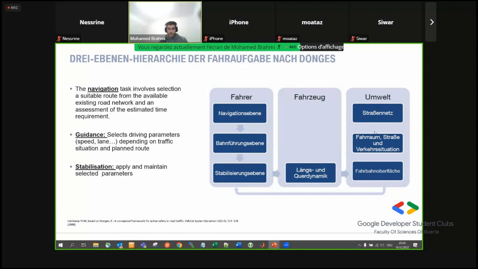The second level, or the level below, which we need for the guidance task, is to be able to know where we have free space, where we have the road, where we have the lane markings, and where we have to understand the traffic situation. That means the automated driving systems have to detect more from the environment compared to the normal advanced driver assistance systems.